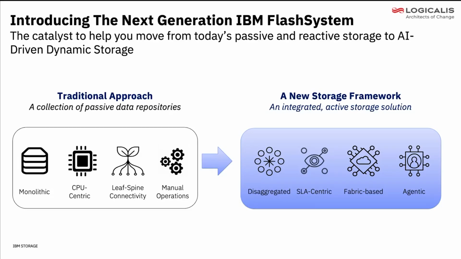Historically, block storage framework has been a much more monolithic, highly reliant on CPU connectivity to do things like monitoring and management, and very highly reliant on manual operations by storage administrators. As we move into this newest generation of FlashSystem, IBM's point of view is that we are moving more towards a disaggregated, fabric-based storage framework, one that is reacting to your business SLAs and is able to integrate AI agentic pieces to make sure your storage is fulfilling those SLAs.